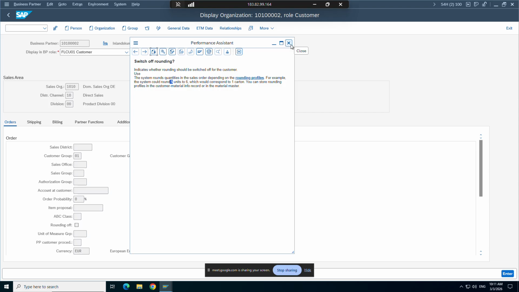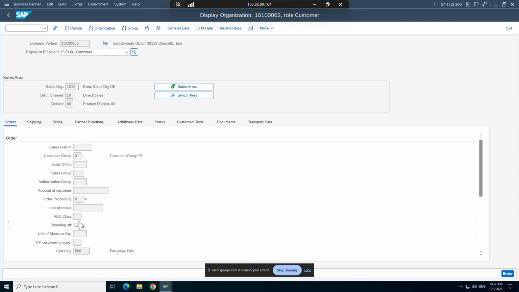This rounding happens at multiple places. Mostly in pricing it happens. In quantity also it happens. But I have never seen any company that is using this quantity round off. But for knowledge purposes, you can know that we do have a quantity round off also in customer master. Similarly, in pricing also the rounding happens. We will discuss that when we discuss pricing and condition types.